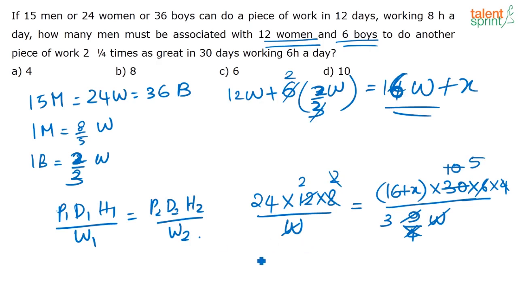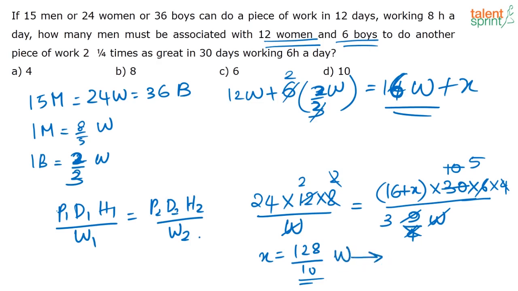So you get 24 into 288 is equal to 160 plus 10X, or you get X is equal to 128 by 10. So you get the value of X is equal to 128 by 10. So 16 women plus 128 by 10 women, okay, can do 1/4 times the same work in 30 days, whatever information is given. So actually what does this X represent? It represents the men, okay, in terms of women, okay.